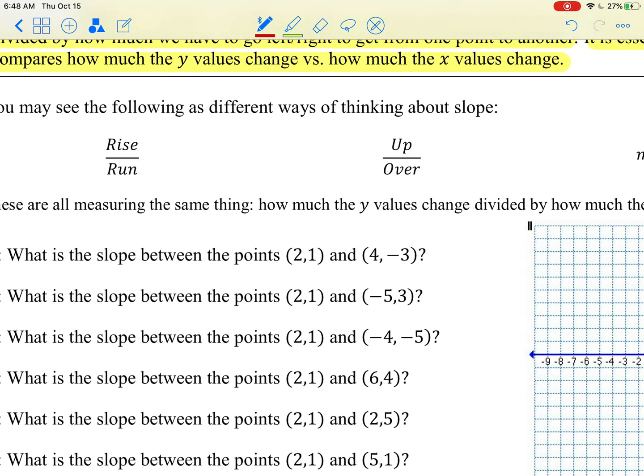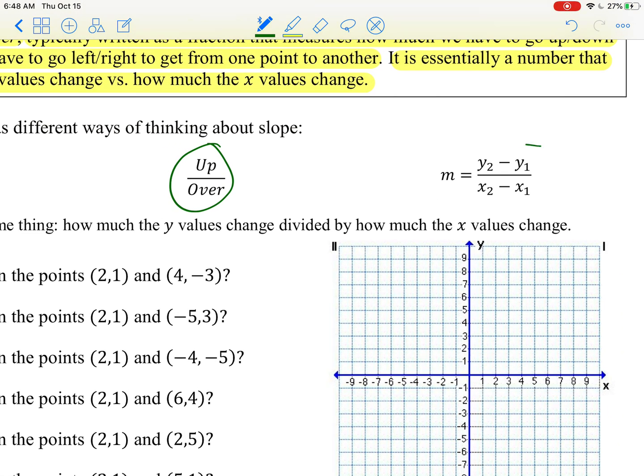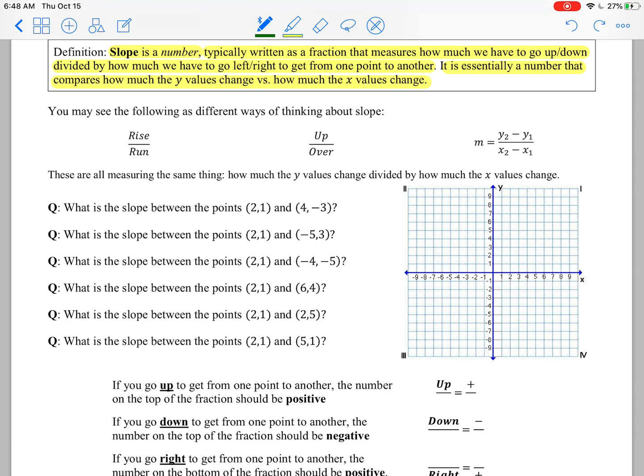You might have seen it before as rise over run. Some people like to say that. You might see it as up and over. You may have seen this little formula, y2 minus y1 over x2 minus x1. Those are all great. Just trying to jog your memory here.